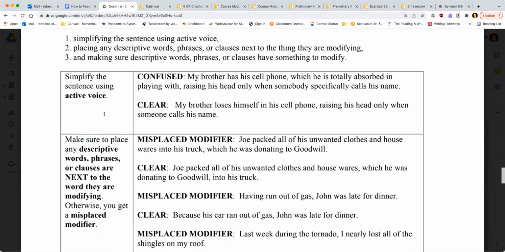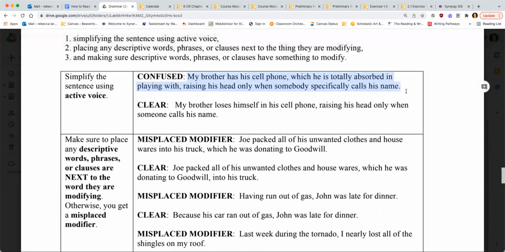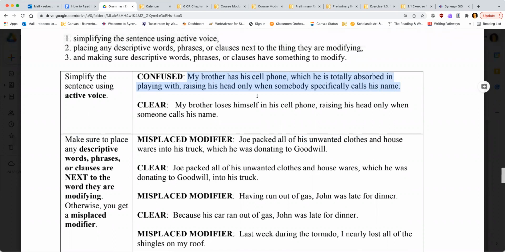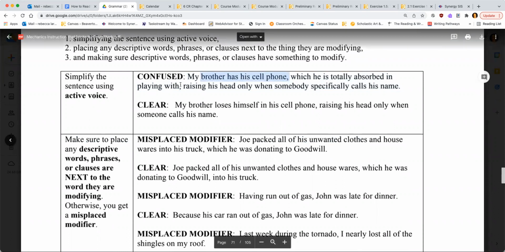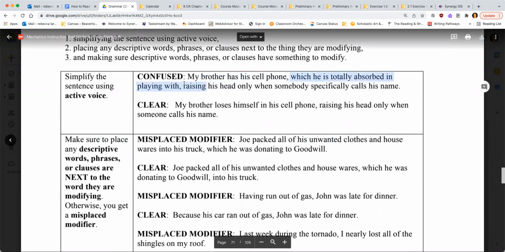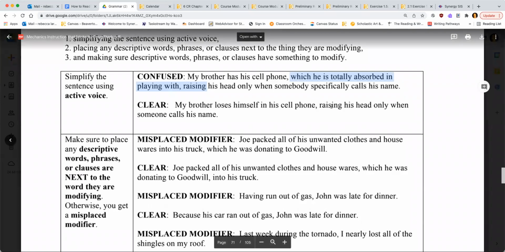As I said, we have done this before. So instead of a sentence like, my brother has his cell phone, which he's totally absorbed playing with, raising his head only when somebody specifically calls his name. Now, my brother and the cell phone are here, and raising his head is talking about the brother, but it's interrupted by this middle part. Instead, which also creates a more wordy sentence, we want to say something like, my brother loses himself in his cell phone, comma, raising his head only when someone calls his name. So that now we have it closer.